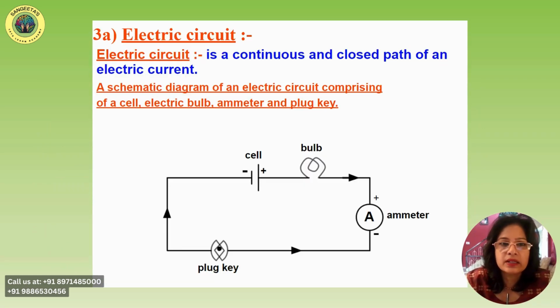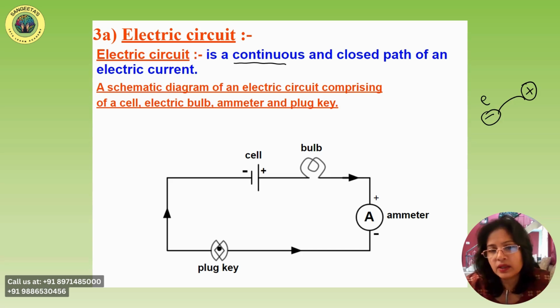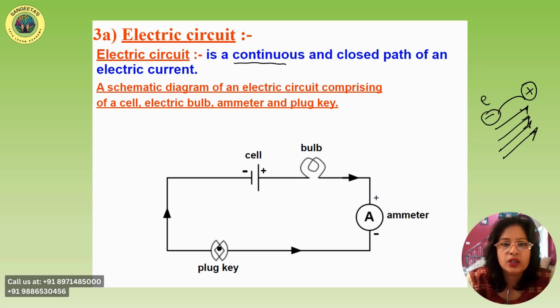What is a circuit? Circuit means a continuous path. Now one electron is going from negative towards positive, but that is not a current flow. We have to have a continuous flow of current, right? Continuously it has to be there. So this continuous and closed path of an electric current is known as an electric circuit. So what does a circuit have? It has a source of current. It is just representing one source, so it can have a battery also.